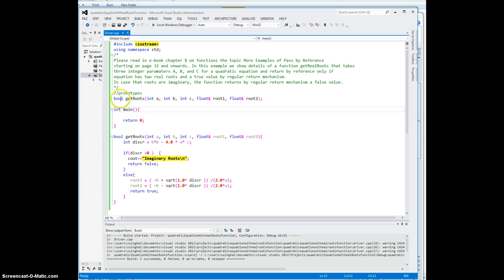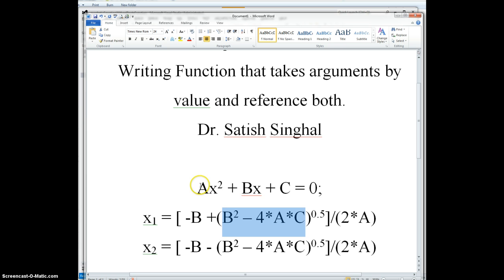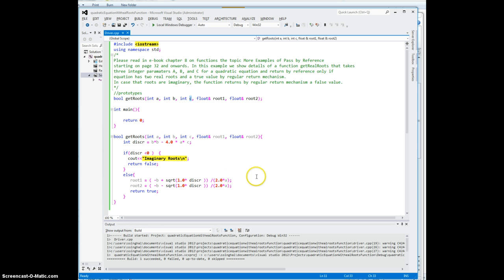Okay, so this is the prototype for the function getRoots. Notice it returns a Boolean type, true or false. And these are the parameters a, b, c, which are the values of a, b, and c in the quadratic equation. The user is going to enter those.